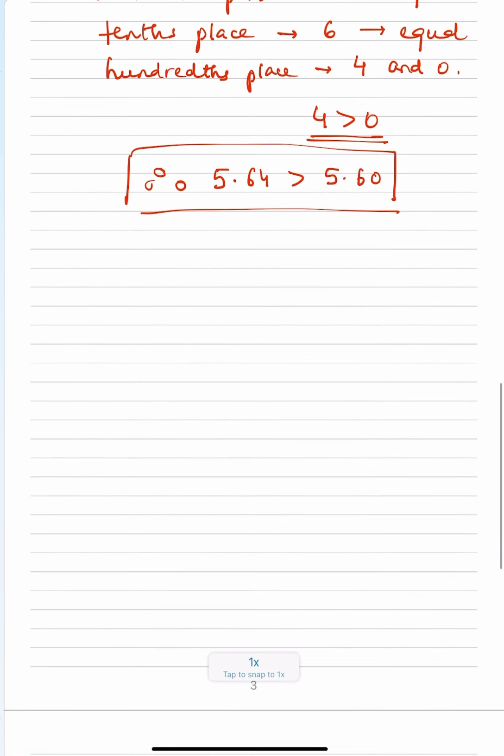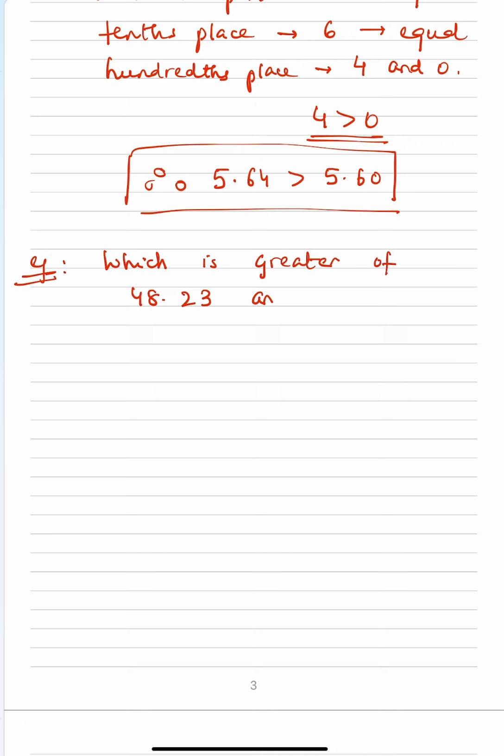Okay, let us do an example. Say which is greater of 48.23 and 39.35. This is very easy. Why?